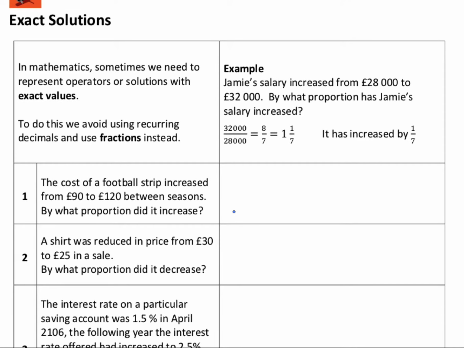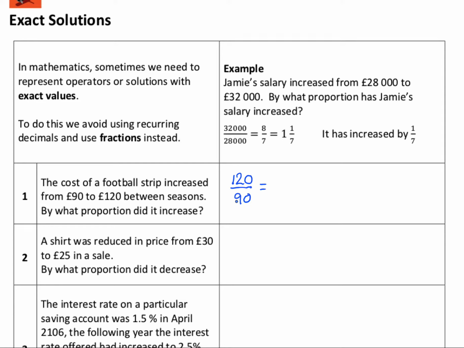Let's have a look at question number 1. The cost of a football strip increased from £90 to £120 between seasons. By what proportion did it increase? So like I said, this was something I'd probably use percentages for normally, unless it was a horrible percentage, you know, something with a recurring in it. So what I would do is divide new by old, 120 divided by 90. Could write that as a fraction as well. And in fact, I'm going to write it as a fraction.